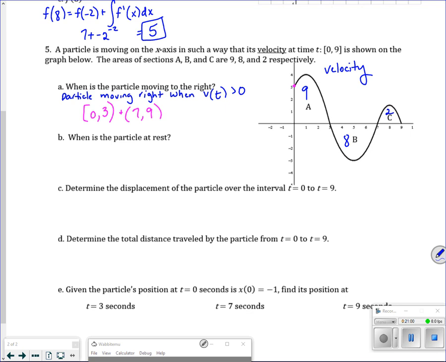When is the particle at rest? Well, what's your justification? Particle at rest when velocity equals 0.